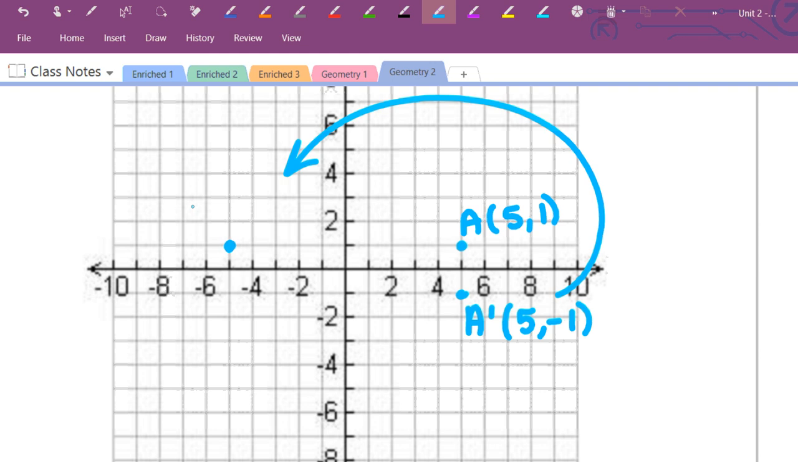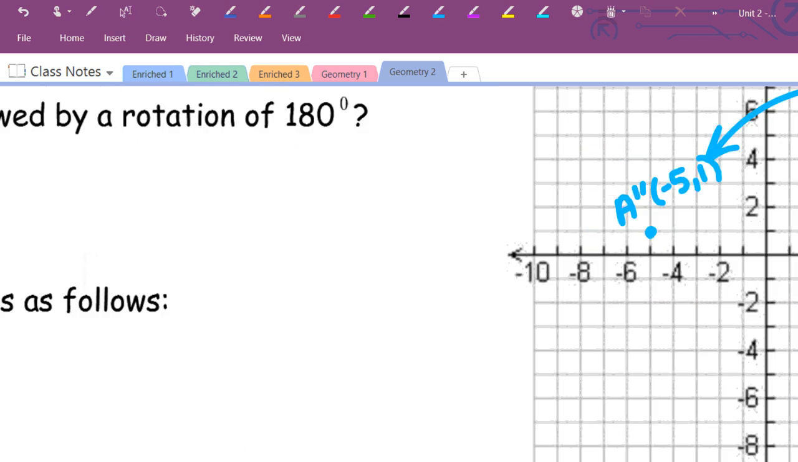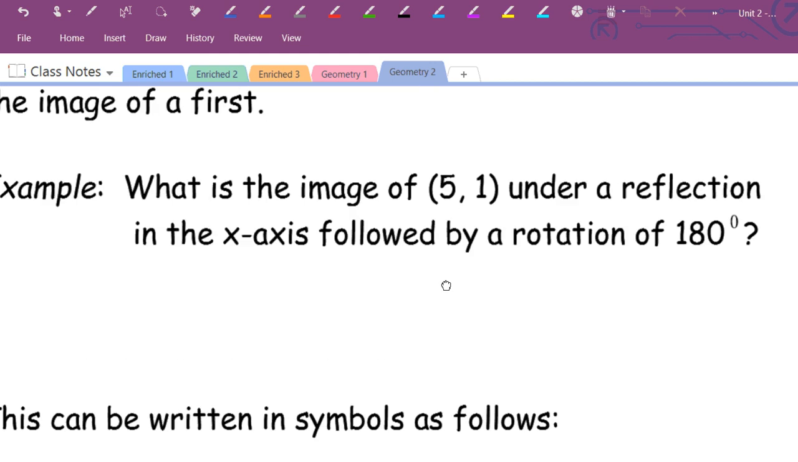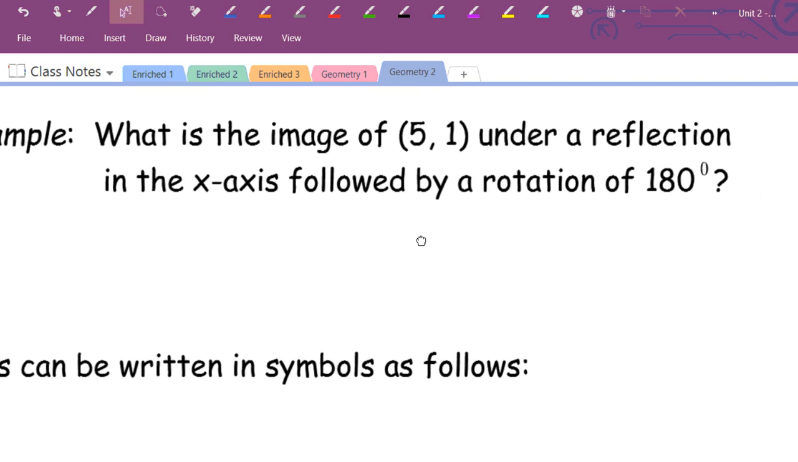Go back 5, go up 1, and we'll call that A double prime, negative 5, comma 1. Now, it specifically wants us to, let's make sure we've got this. What is the image of it? So, what's the after point? A double prime would have a value of, if you said negative 5, 1. Is that right? Okay. Do we have questions on that part?